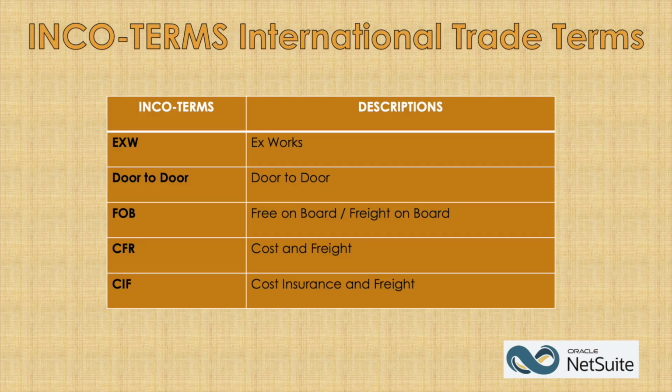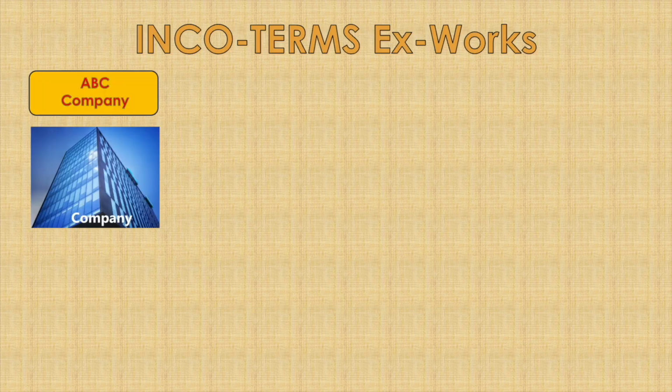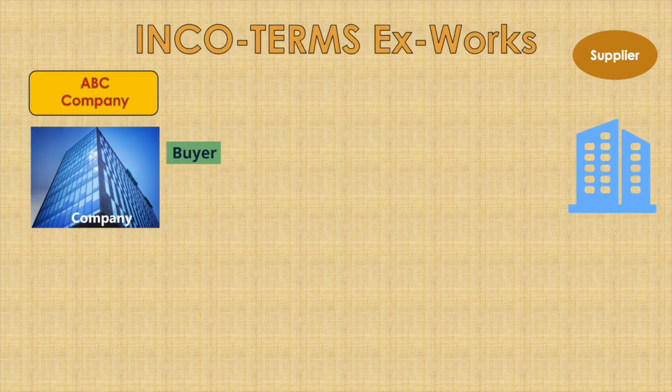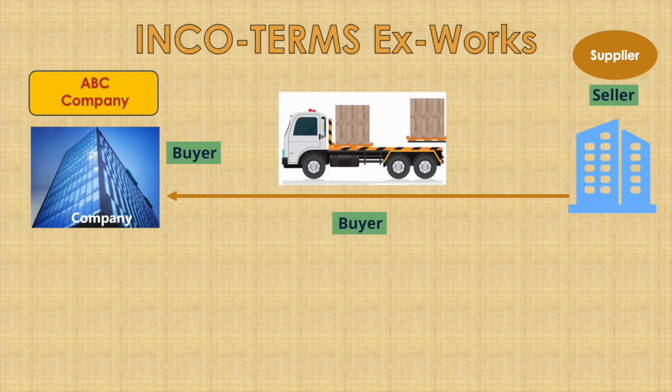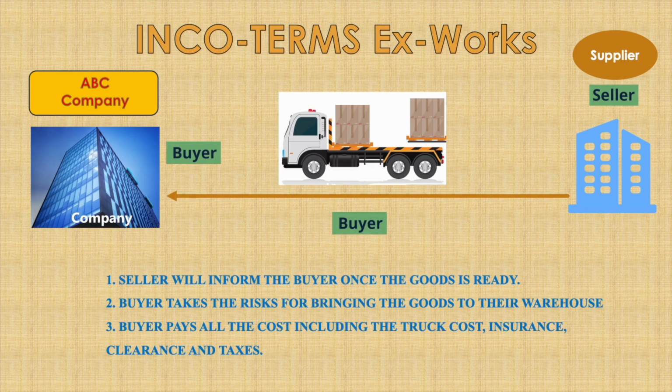Now, let's understand each of these IncoTerms with a real-life example. Ex Works. Let's take ABC Company, located in the United States, as the buyer, and let's assume that the supplier is located in Germany. Under the Ex Works terms, the supplier will simply inform the buyer once the goods are ready at their warehouse. From that point, the buyer, ABC Company, takes 100% responsibility for moving the goods from the supplier's warehouse all the way to their own warehouse in the United States.